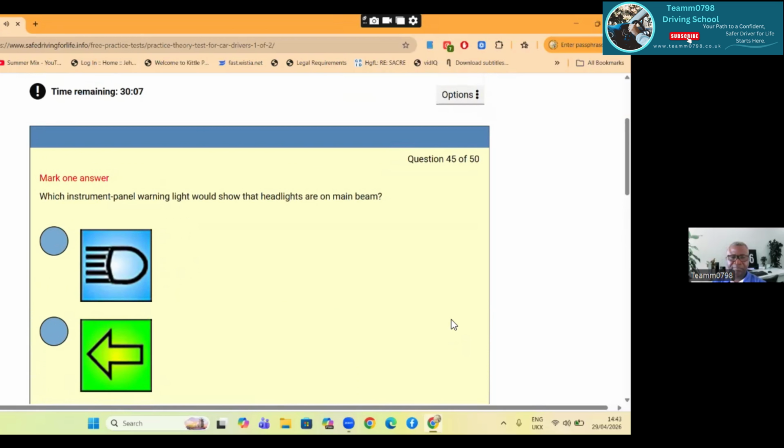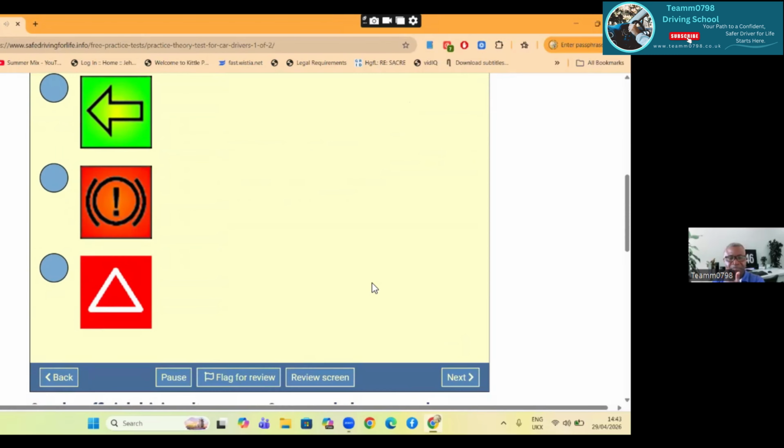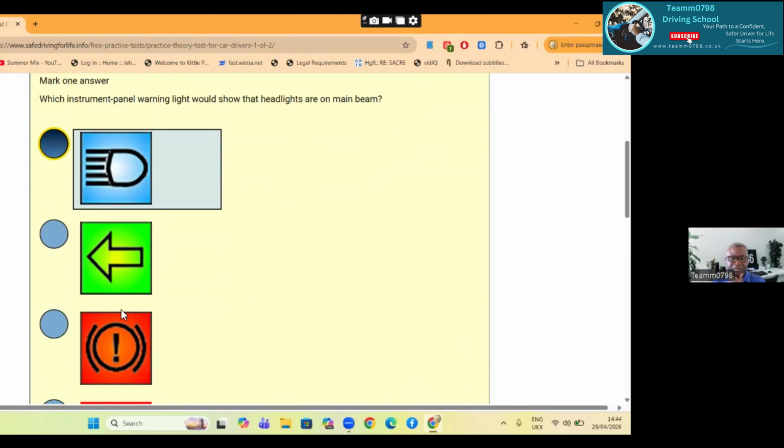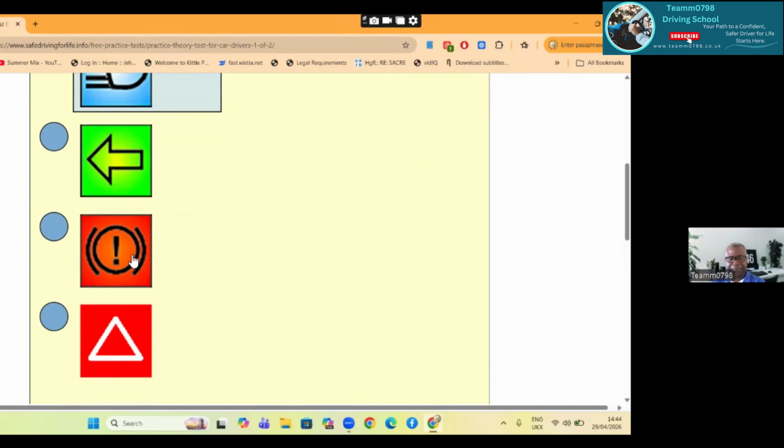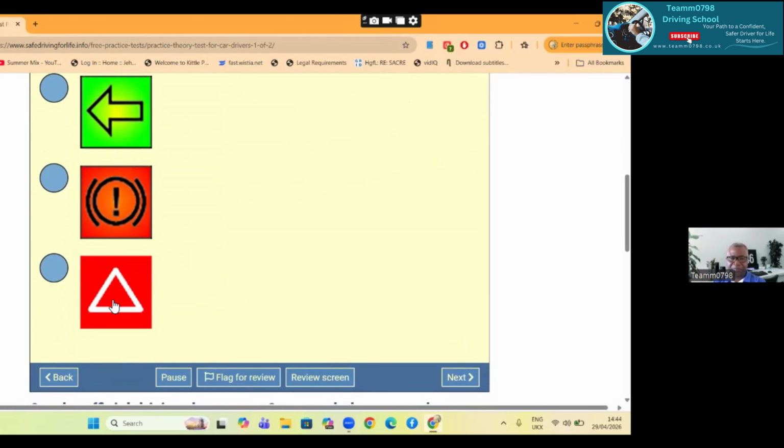Mark one answer. Which instrument panel warning light would show that headlights are on main beam? Okay, so that's a full beam. The others are indicators, handbrake, hazard lights.